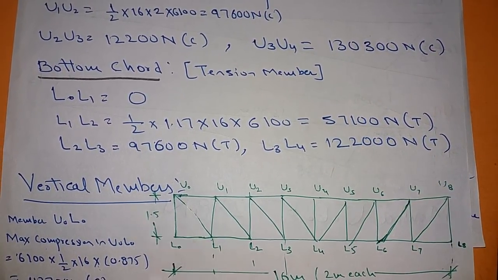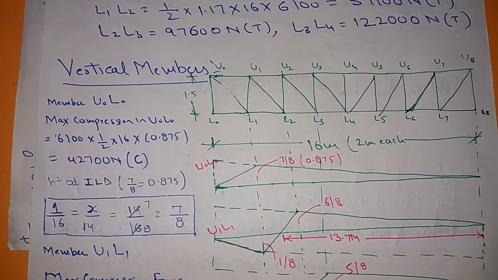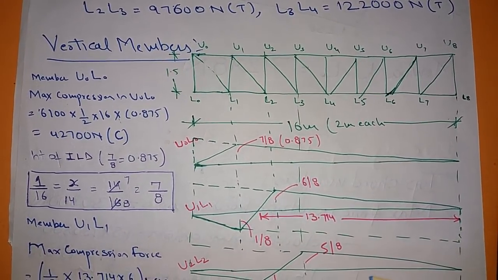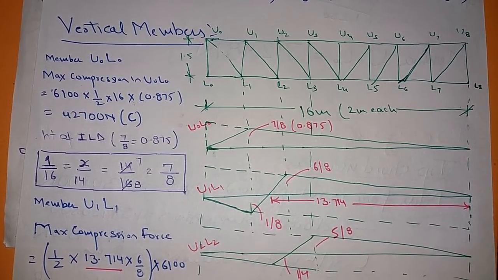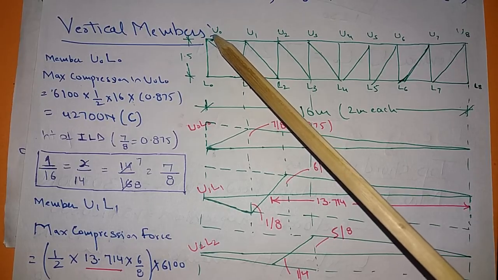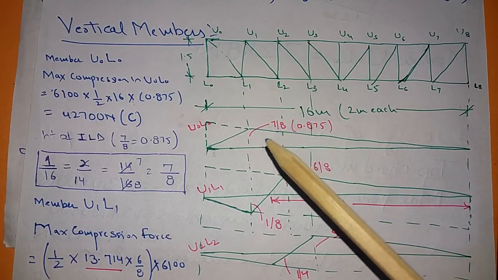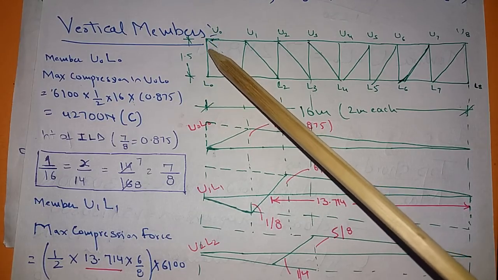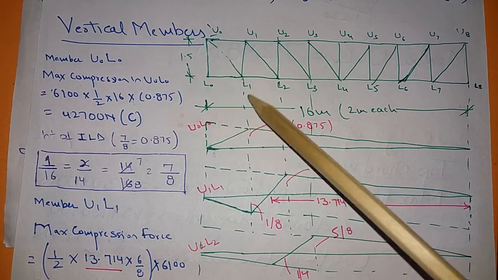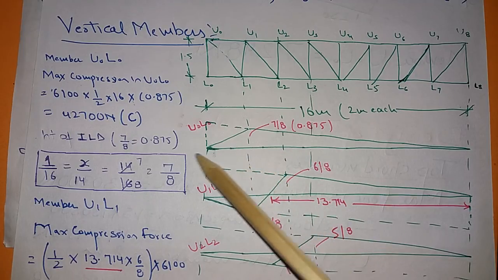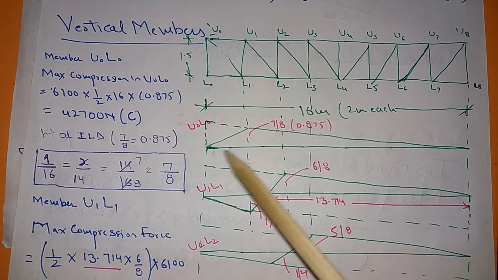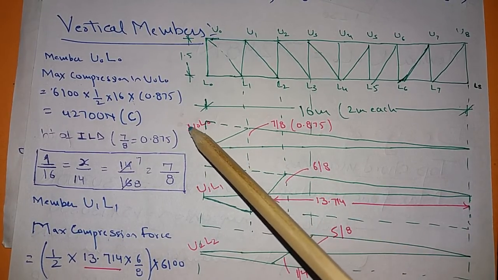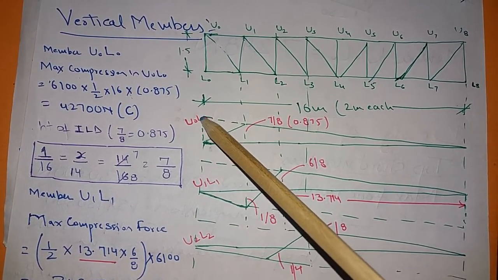Now go for vertical members. Now how to check these vertical members? In vertical members, all the members are under bending. So it will be partially in tension and partially in compression. Let's say first we are talking about U naught, L naught. So U naught, L naught, that end member is on the support. So here it is simply 7 by 8. How to calculate 7? This is height. How to calculate? Let's say one unit is acting here, one unit is acting here.